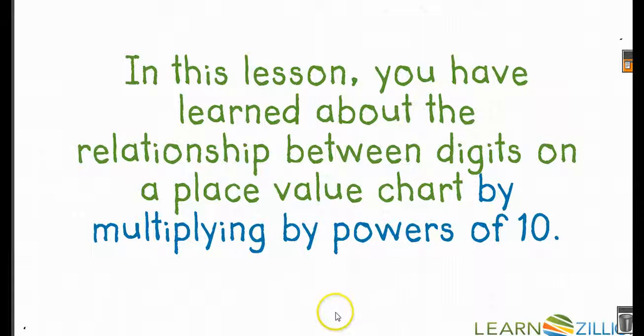In this lesson, you've learned about the relationship between digits on a place value chart by multiplying by powers of 10. Every time we move up one to the next place to the left, we're going to multiply times 10. Some guided practice.